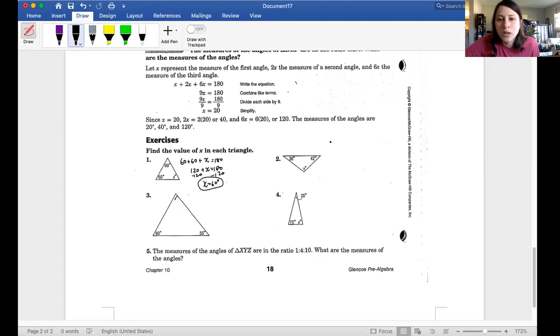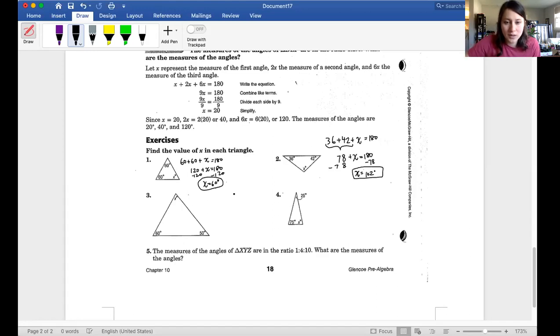Okay, so number two, 36 plus 42 plus angle X equals 180. So we're going to add these. We're going to combine our like terms first. So 6 plus 2 is 8. 3 plus 4 is 7. 78 plus X equals 180. Now we're going to subtract on both sides, keeping our equation balanced. And then we have 102 degrees. So X equals 102 degrees.